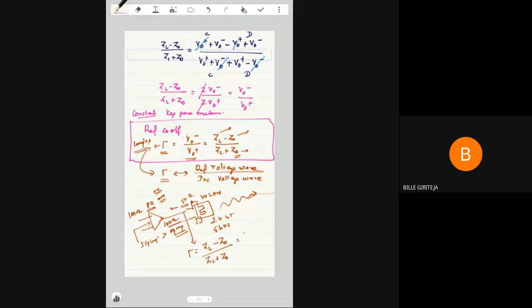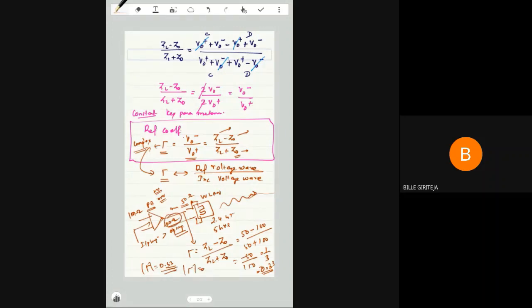So ZL is 50, Z naught is 100. So this is 50 minus 100 by 150, you get minus 1 by 3. This is point, how much? 3, 3, 3 is a 9, again 10 and 3, okay, 0.33, minus. So if you take the mod of gamma, it is 0.33. So it's supposed to be 0, but it is not 0 because of the impedance mismatch. So the reflection happening is 0.33.